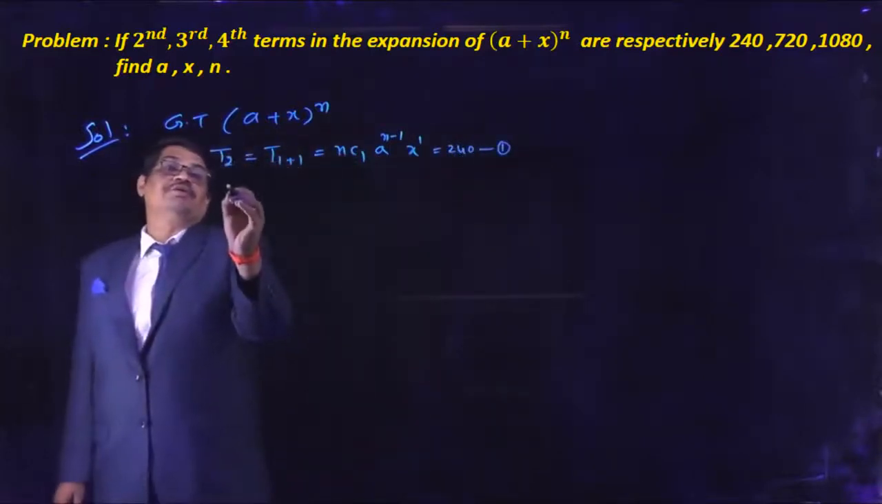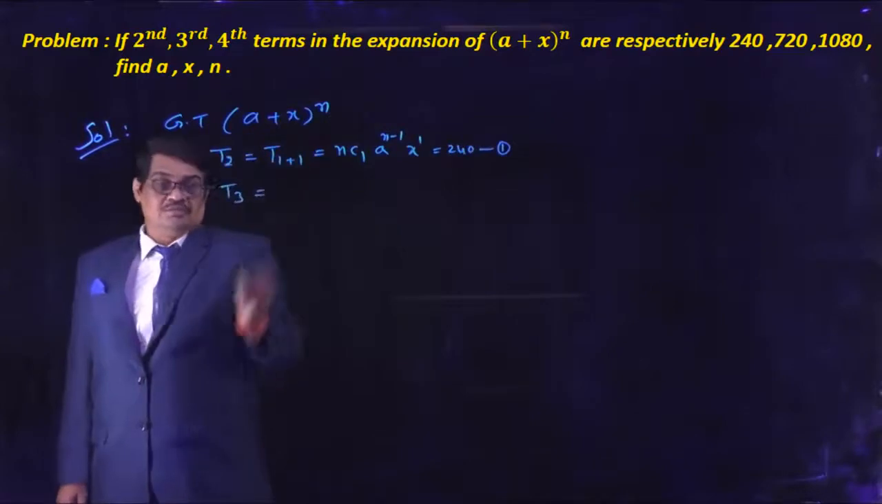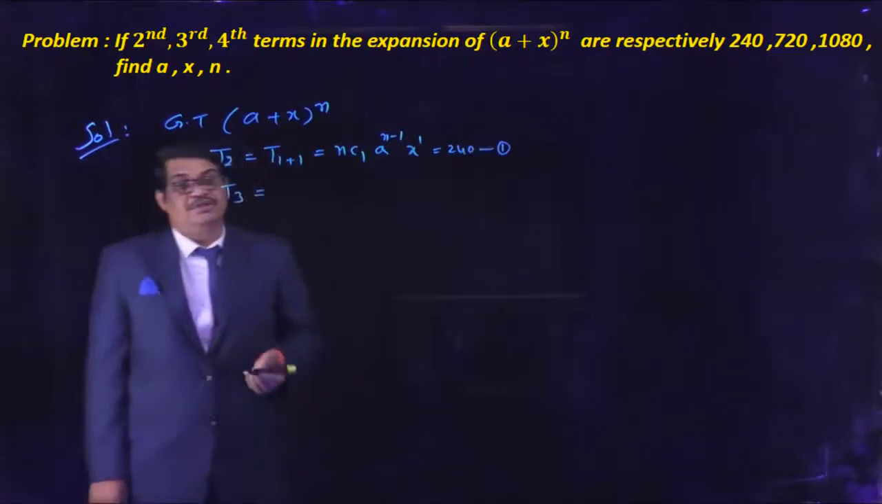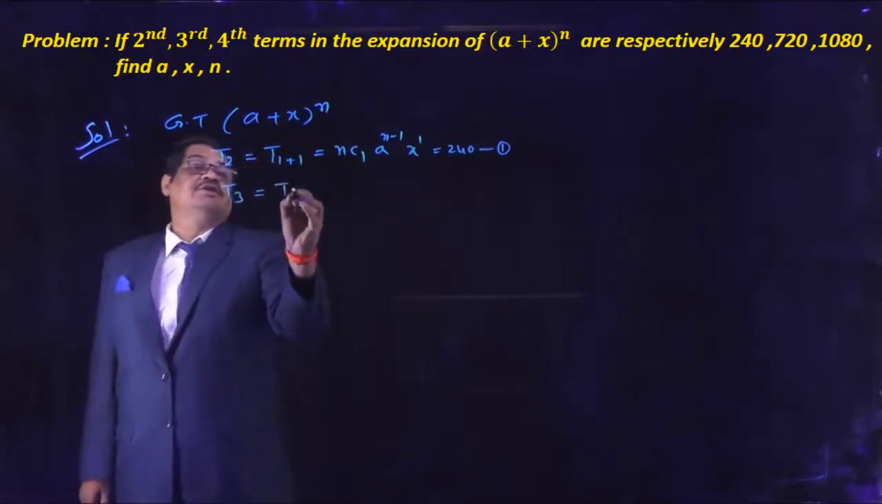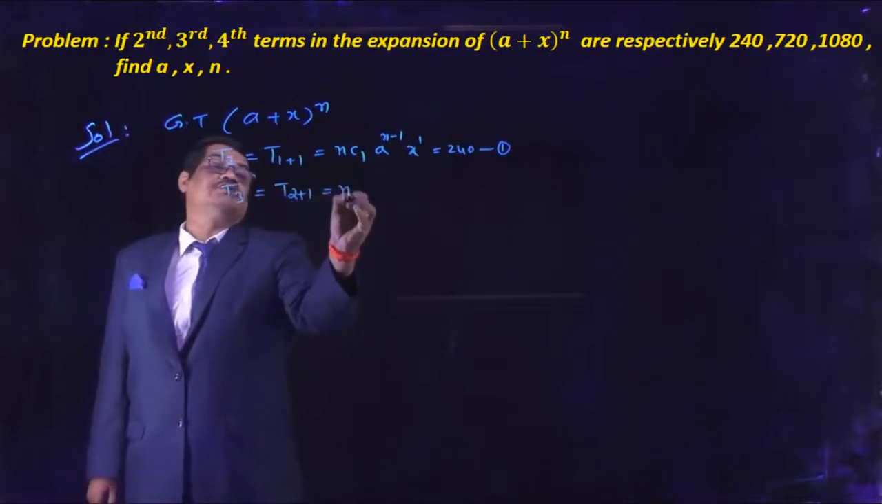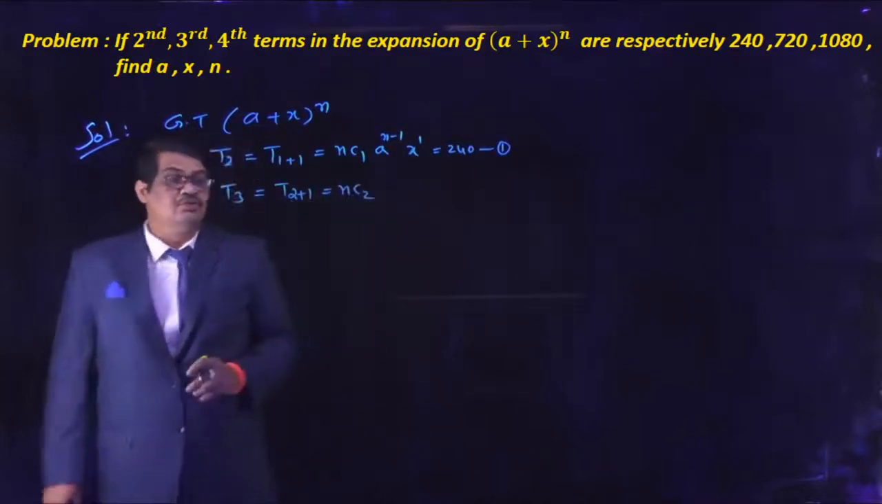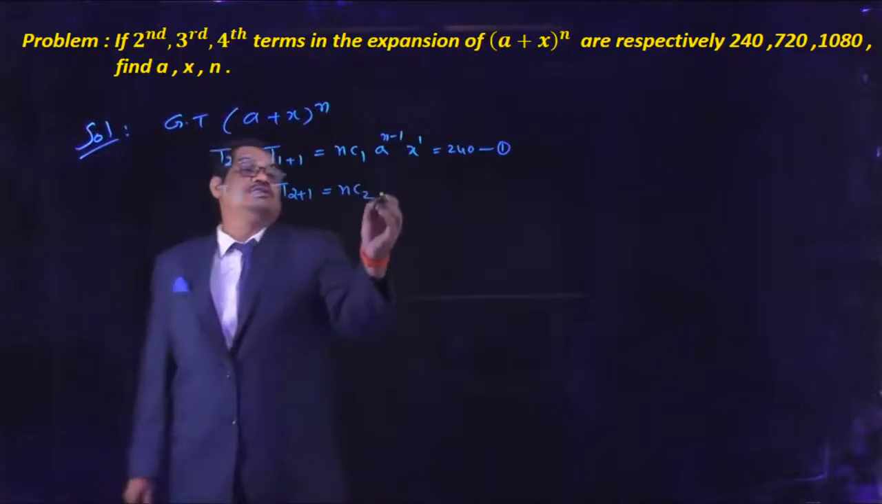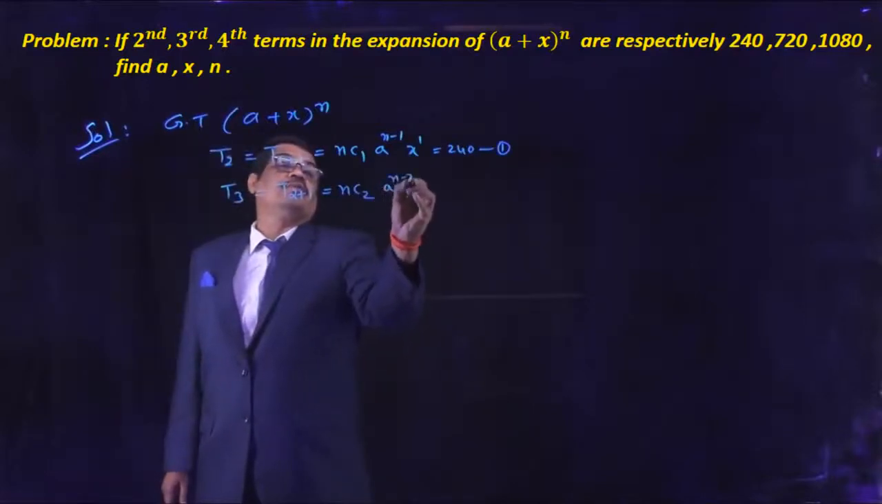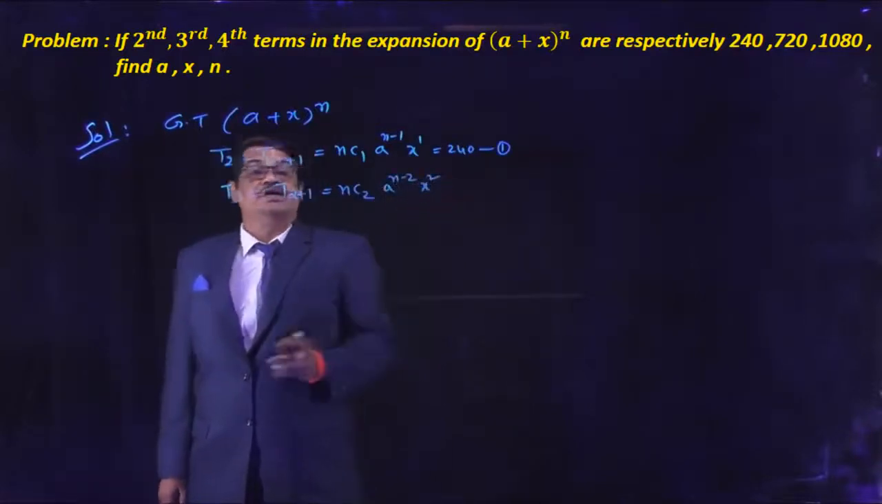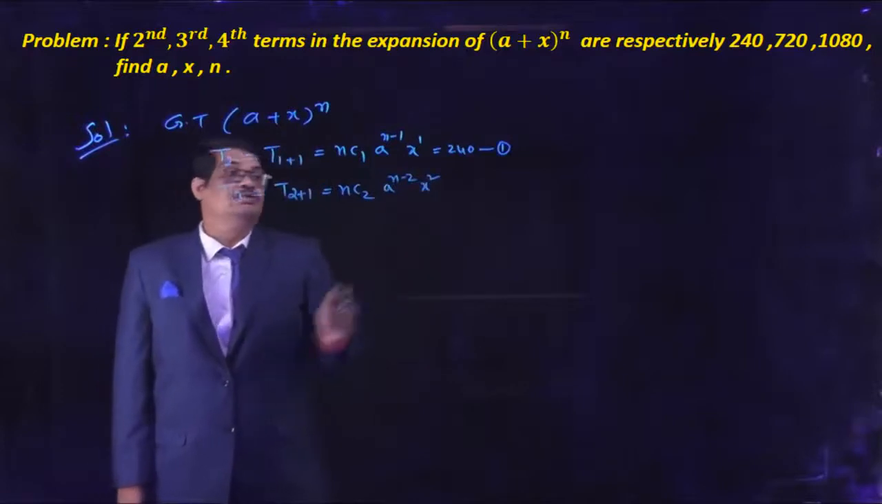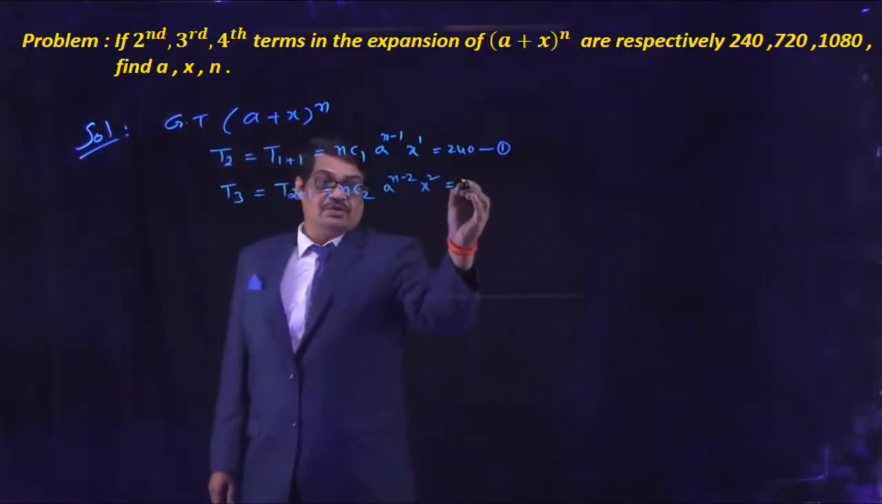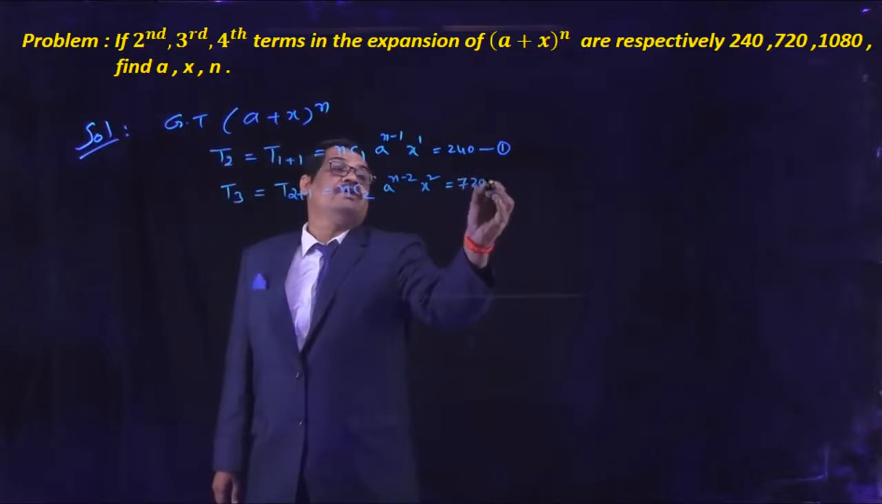Now the third term. T3 can be written as t(2+1), that is nC2. Here r is 2, and the first term is a^(n−2) into the second term to the power of r, that is x^2. That value is given as 720.